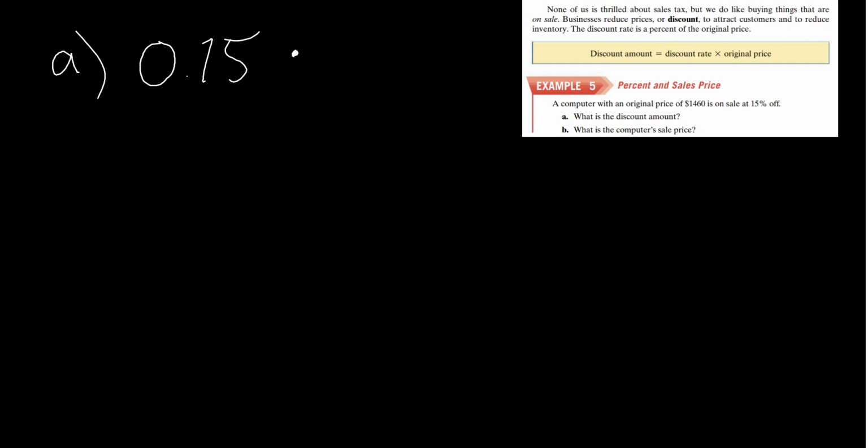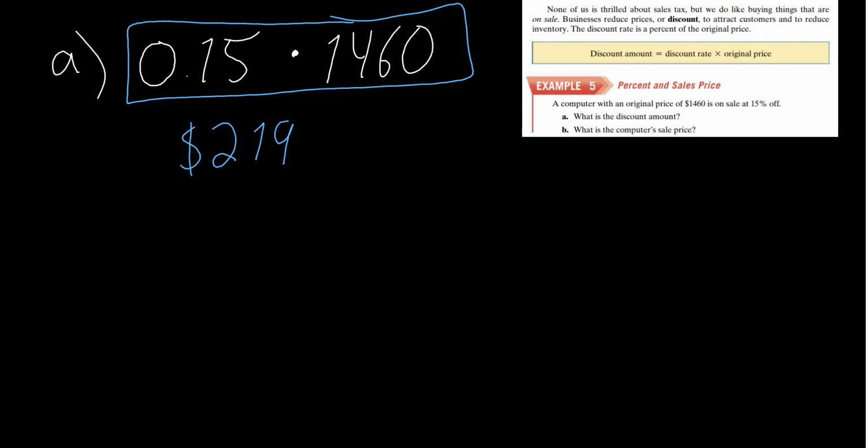So 0.15 times what my original price is, which is $1,460. So I can do this one. 10% of 1,460 is 146, and half that is 73. And so we end up with a discount of $219. So we do the math there. We have a $219 discount. And again, you can just put that into your calculator and you'll get it.